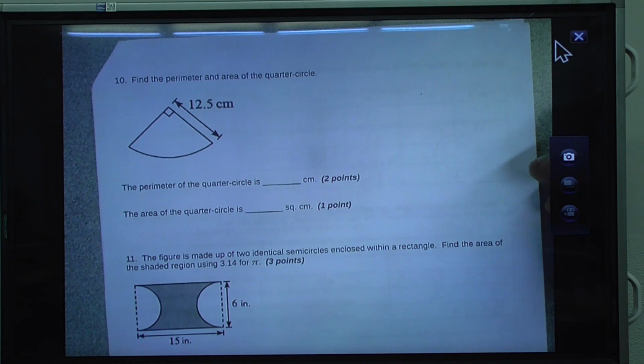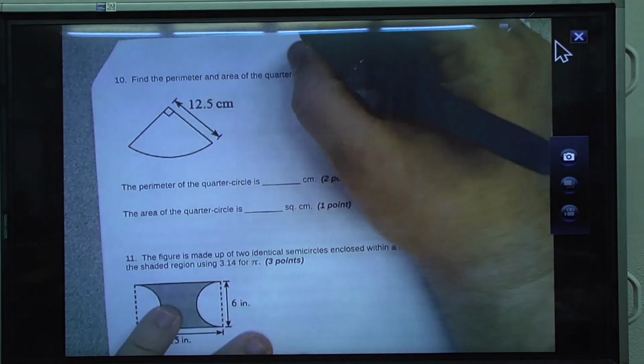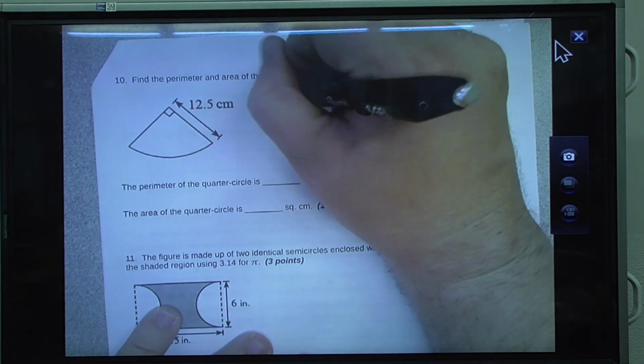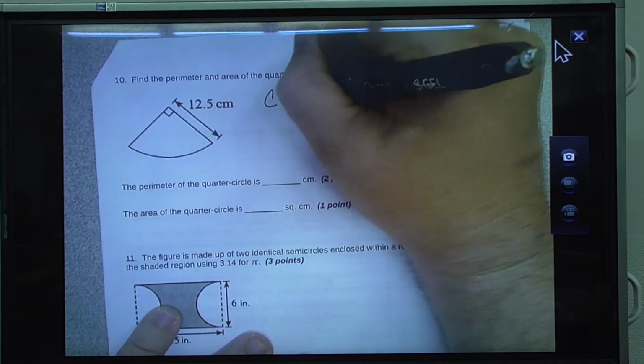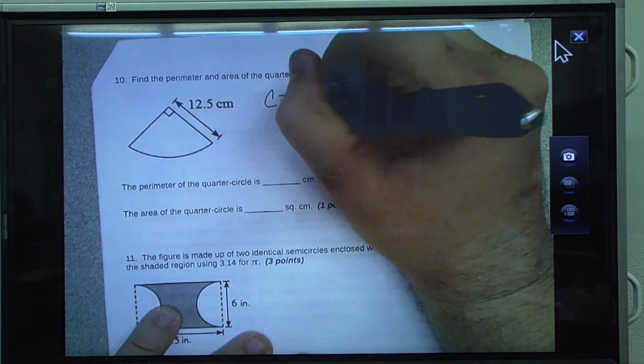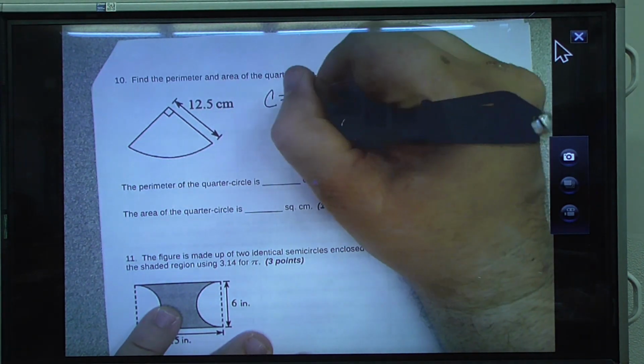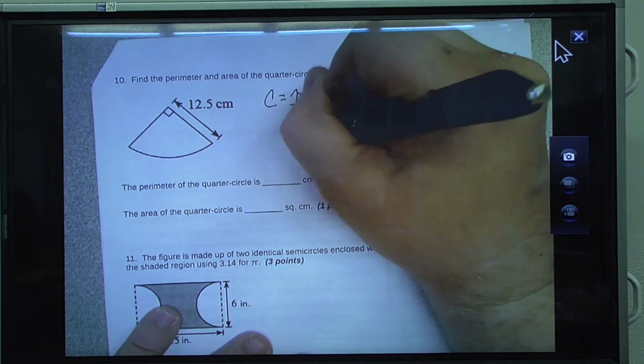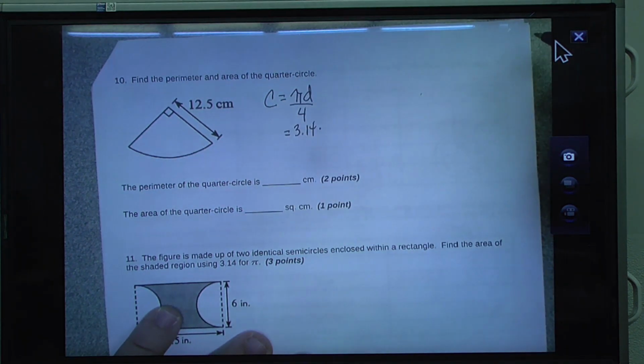Number 10. Find the perimeter and the area of the quarter circle. So to find the perimeter, what's another way to say perimeter in a circle? Circumference. So I need to find the circumference, pi times the diameter, and it's a quarter circle, so what do I gotta do with it? Divide by 4. So pi is equal to 3.14 times, what's the diameter of this circle?